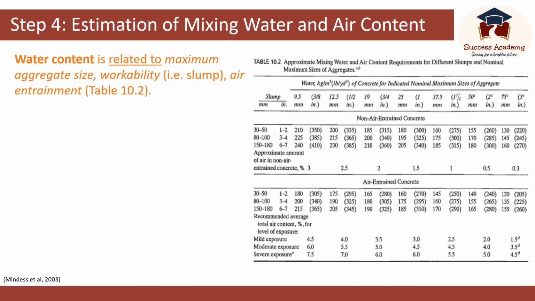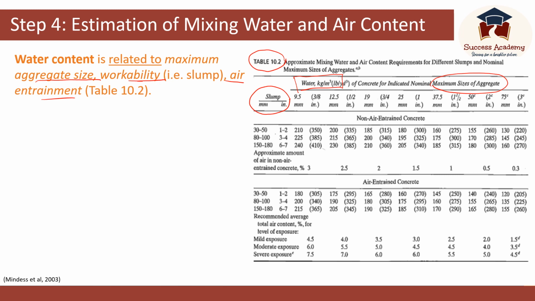Step 4 is estimation of mixing water and air content. Water content is related to the maximum aggregate size, workability and air entrainment. We can find this information from the table 10.2. We know the slump and we know the maximum size of aggregate, so we can use this table to find the water in kilograms per cubic meter of a concrete mix.